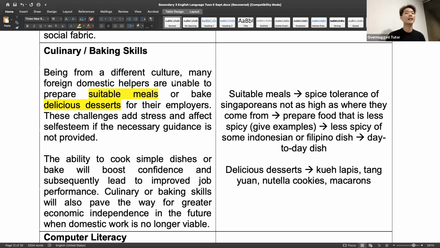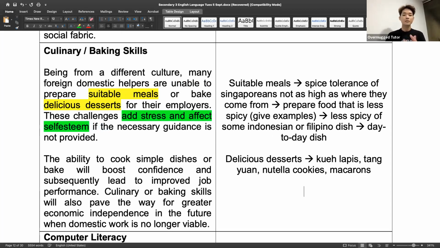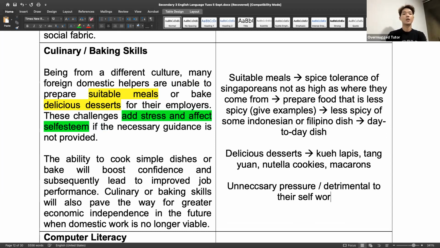Yeah, then when they say unable to prepare, you might want to give them a reason, different culture. What is the difference in the culture? Okay. And then you can say these challenges add stress and affect self-esteem if the necessary guidance is not provided. Yeah. So go ahead and paraphrase this. Okay. So unnecessary pressure, for example, okay, detrimental to their self-worth, okay, or self-confidence.